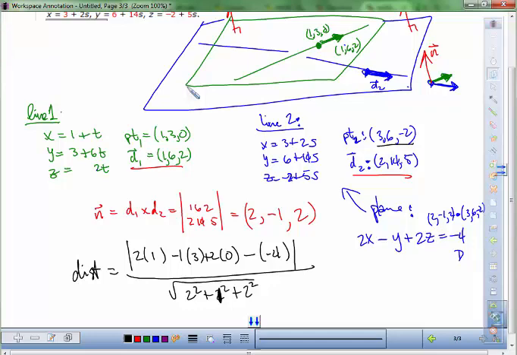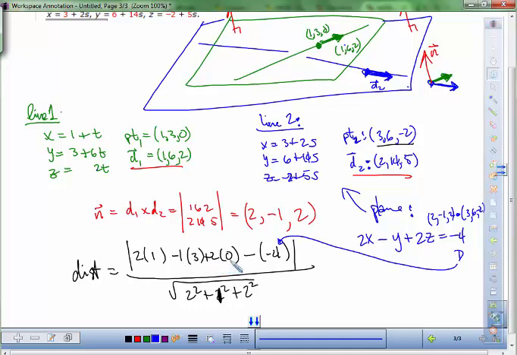Okay? So before we go on and finish this, we're almost done. I want you to look at this expression on the absolute value, the first part of the expression, where they say AX1 plus BY1 plus CZ1. And you're looking at it? So that's the normal dotted with a point on the plane.